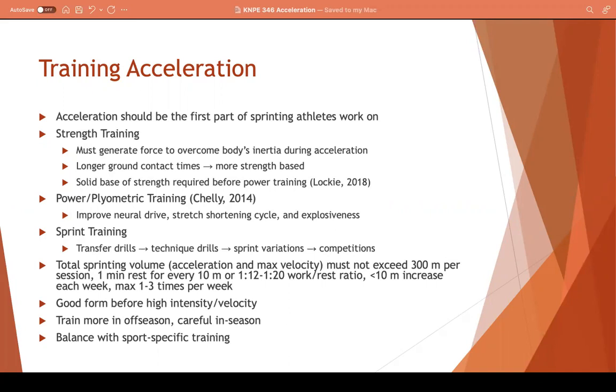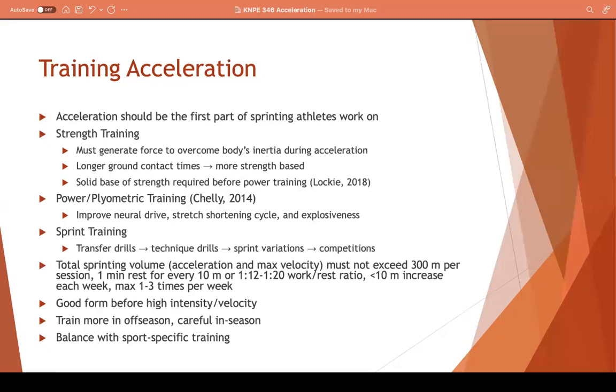Finally, the best way to improve sprinting is by sprinting itself. Sprint training can be divided into 4 categories: transfer drills, technique drills, sprint variations, and competitions, the final phase. We will discuss this more in the next slide.